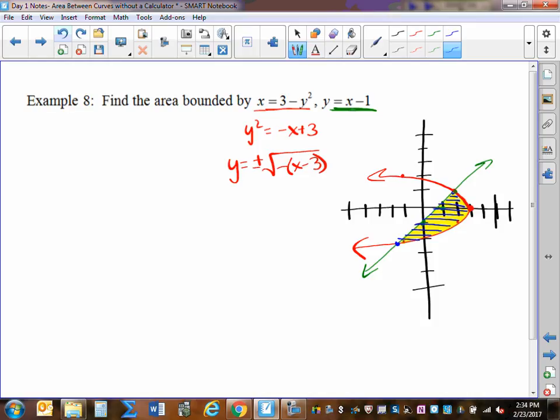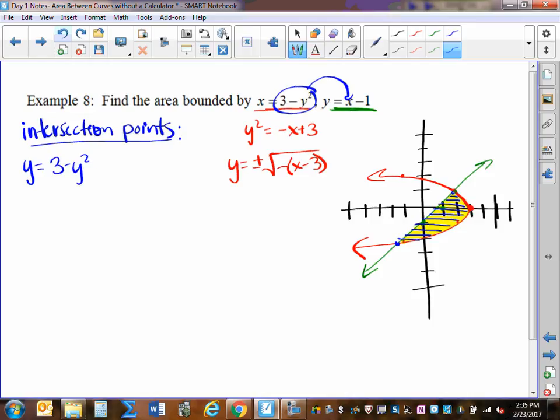We find our intersection points by, well, can we set these ones equal to each other? Really? If you solve for one first. Good. So we want to substitute. I'm going to go ahead and take this guy, put it in for x. All right, so for my intersection points, I have y equals x, which is 3 minus y squared, minus 1.